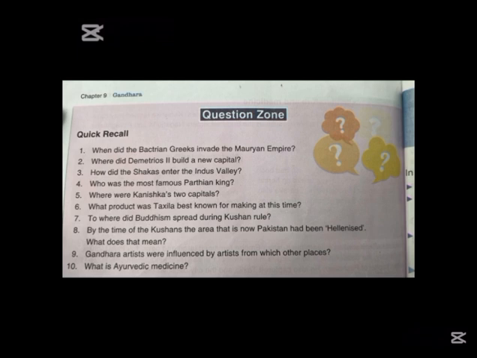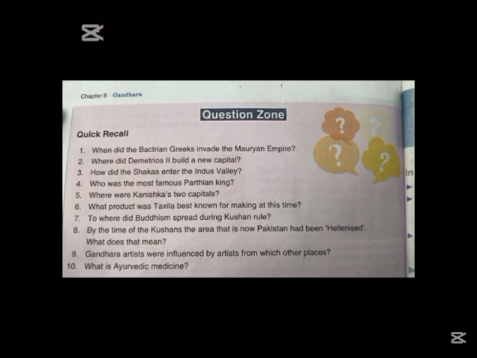Question number 4 is about the Parthians. Who was the most famous Parthian king? We have read about the Parthians on page number 115. Question number 5 is, where were Kanishka's two capitals? We have discussed in detail about Kanishka's rule. So, you can easily answer this question from page number 116, where it is written what the two capitals were during Kanishka's rule.